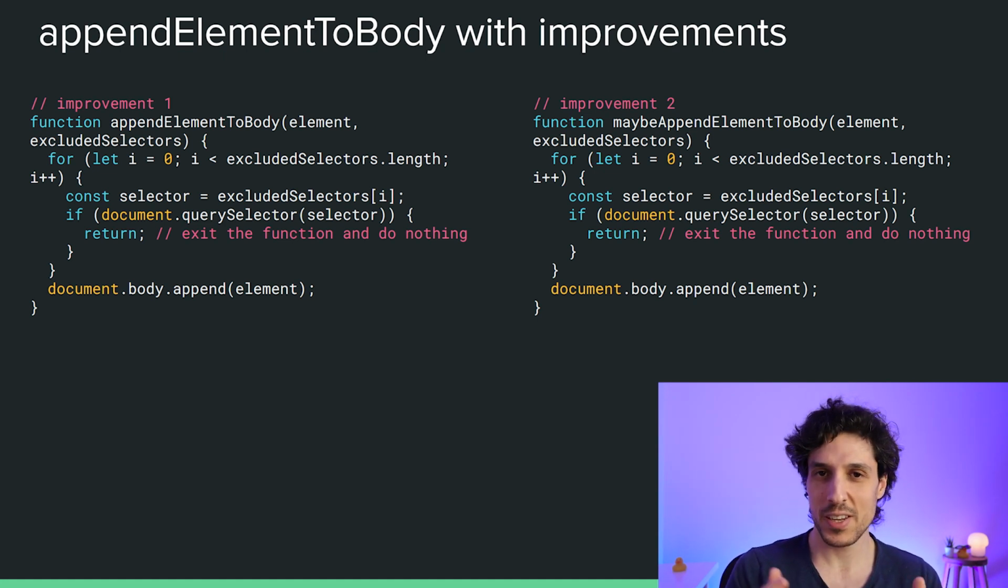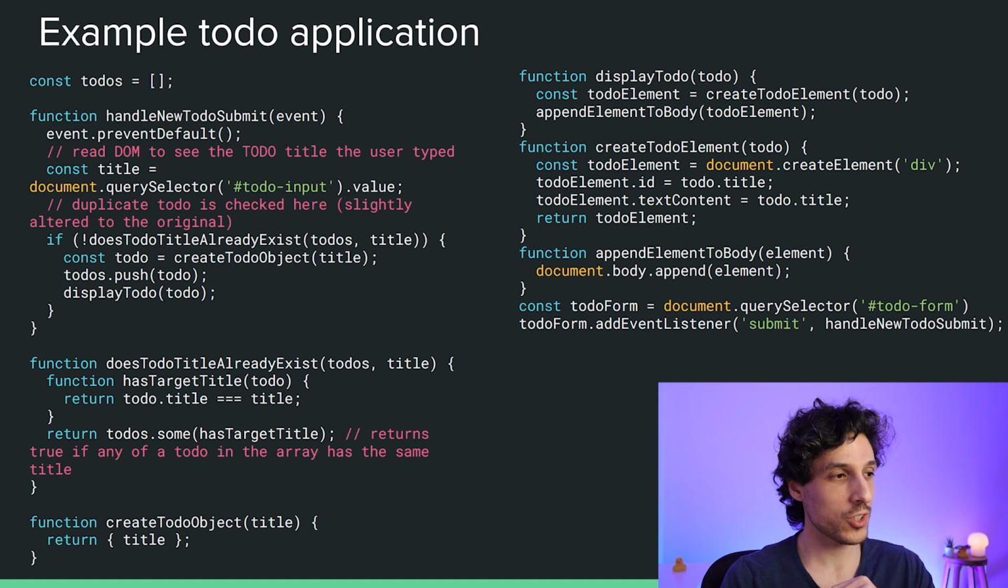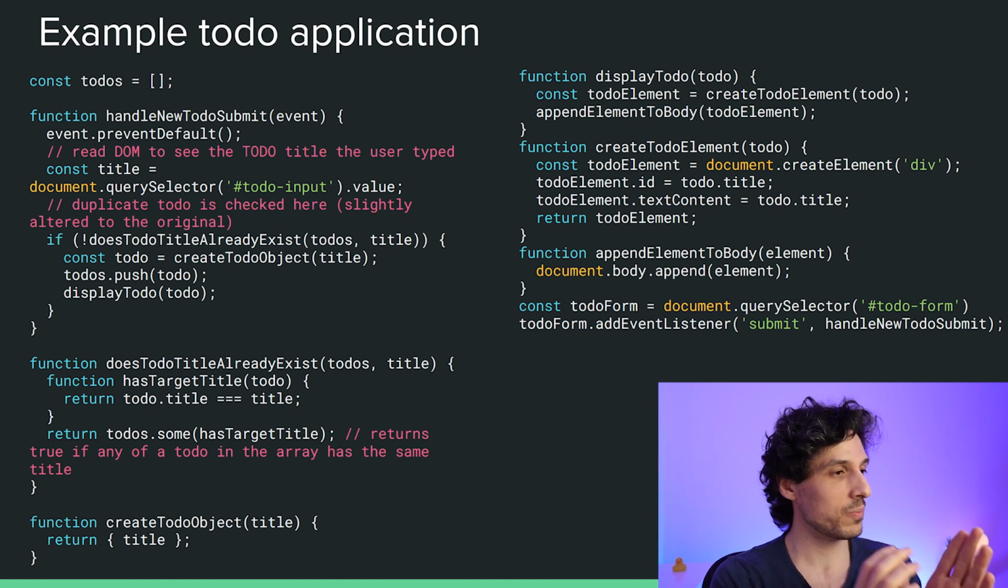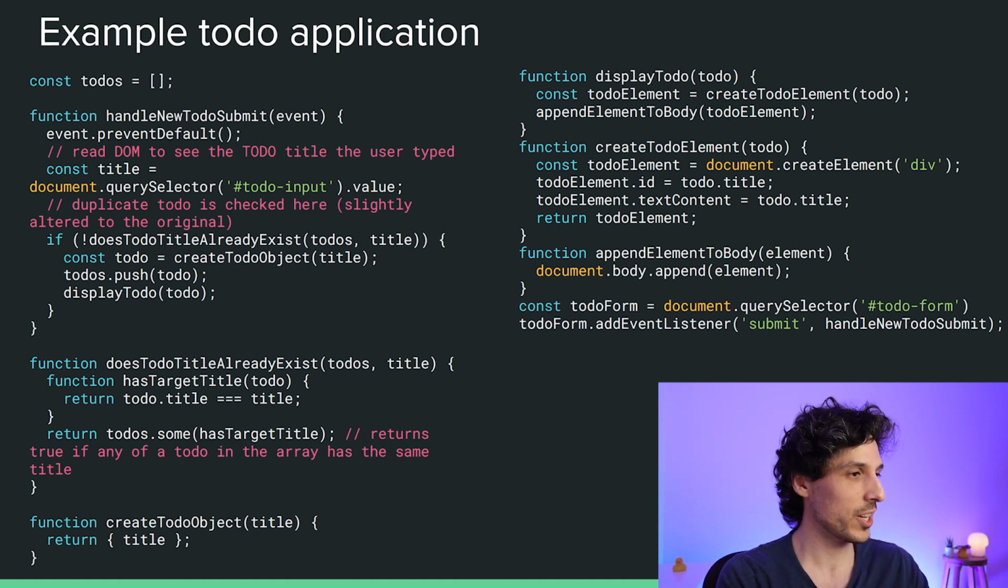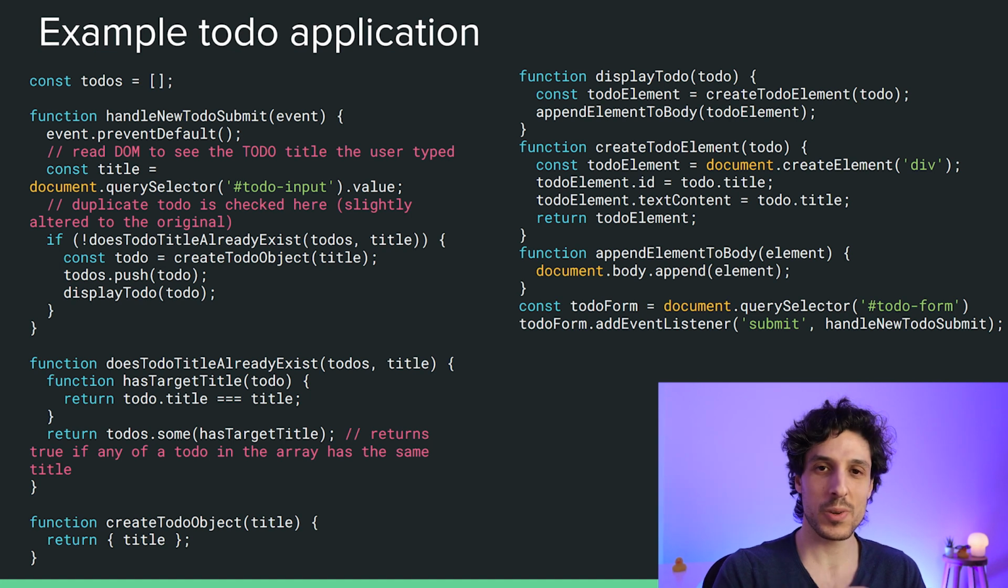So just as an example, here is some example code for what your to-do application could be like. So in this code, as we've already said, we have the function at the top, handle new to-do submit, which is the function that gets called when the user clicks on submit new to-do, okay? And the condition is basically the first thing in there, okay? So we have if does to-do title already exist, right? That's where the check is. That's where it makes sense for the check to be.